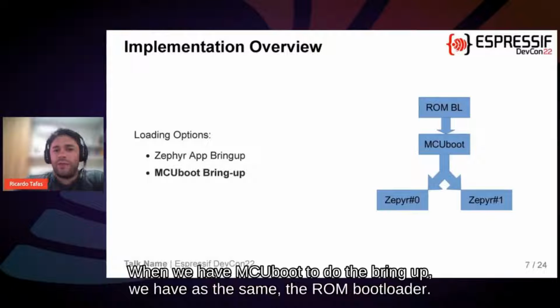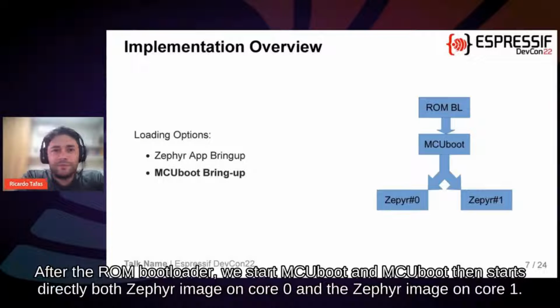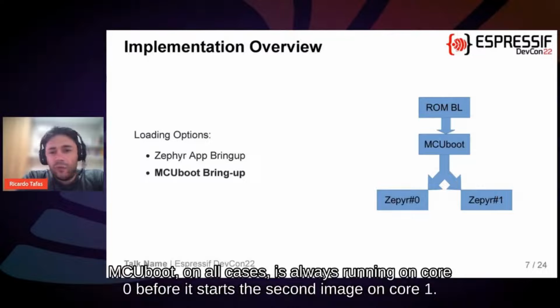When we have MCU boot to do the bring up, we have the same ROM bootloader. After the ROM bootloader, we start MCU boot, and MCU boot then starts directly both the Zephyr image on core 0 and the Zephyr image on core 1. MCU boot, in all cases, is always running on core 0 before it starts the second image on core 1.